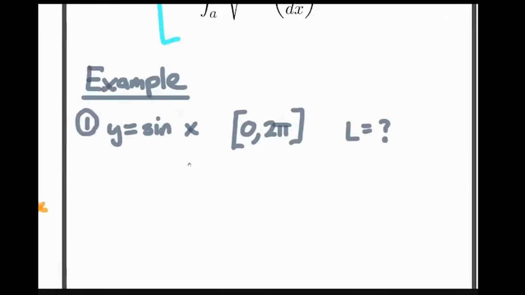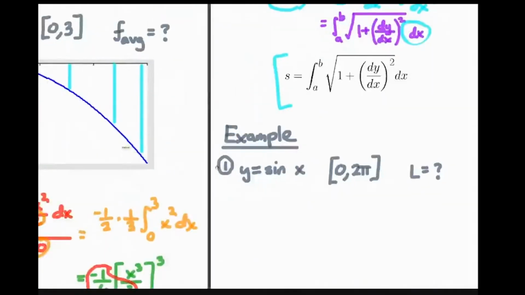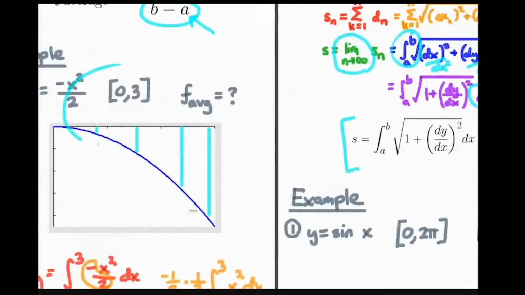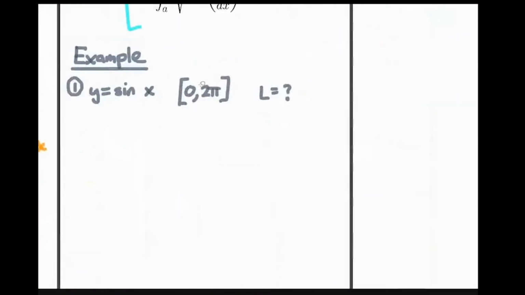Okay, so here's our first example that we're going to look at. It says y equals sine x from 0 to 2 pi. By the way, you're always going to be given the intervals on this, so it's really similar to average value, where they give you the interval each time. I need to figure these out. Okay, so we're saying, what is the arc length? That's what the L is, from 0 to 2 pi.